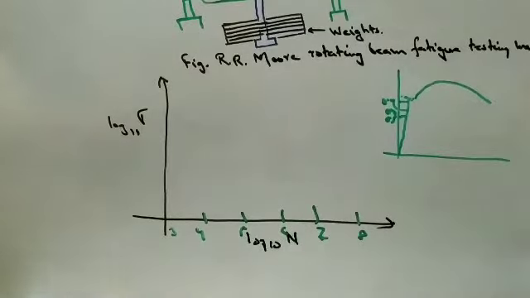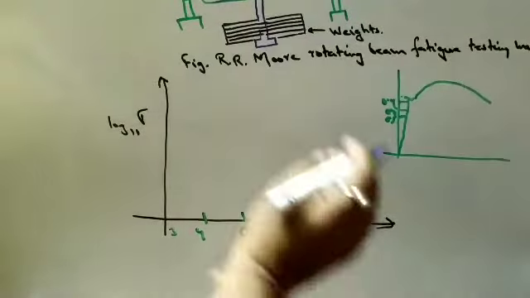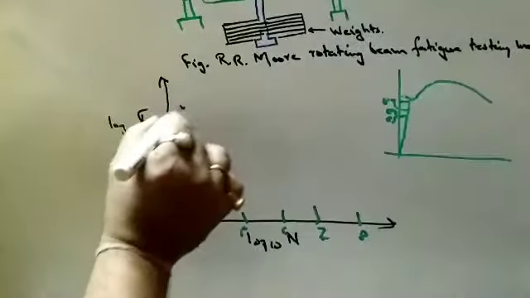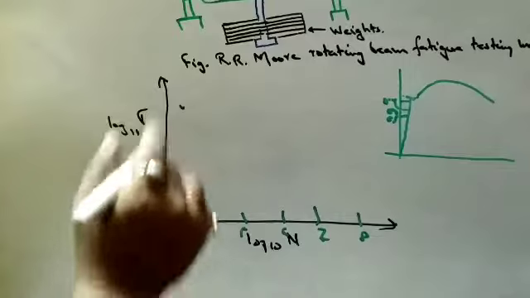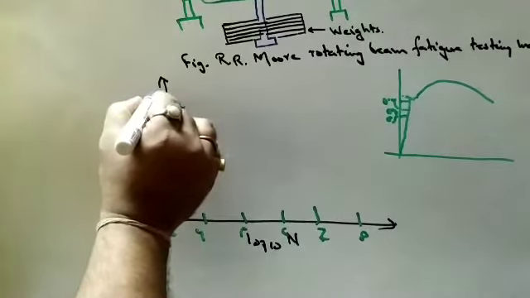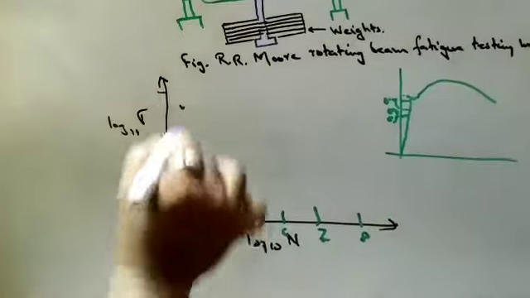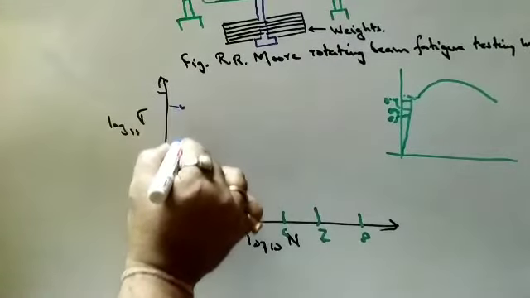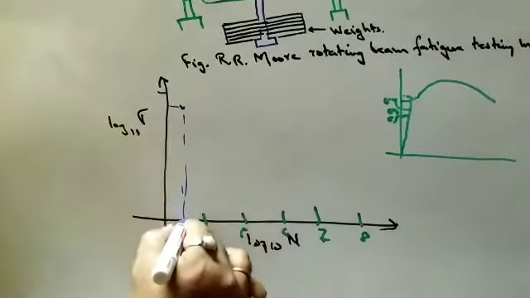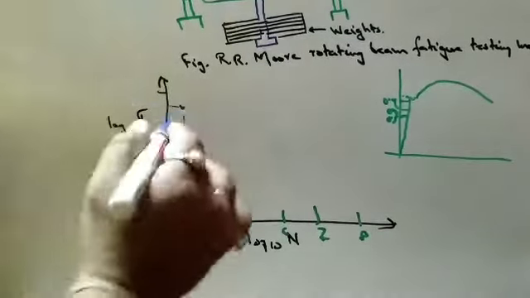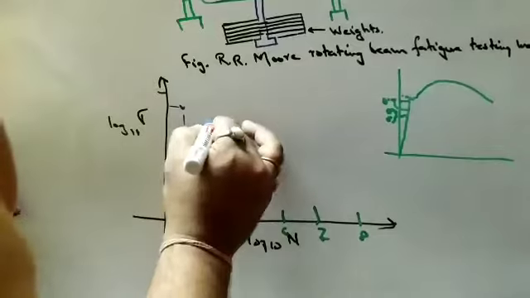Now we plot the various failure points by changing the loads. Suppose we get this sort of diagram. Suppose it fails with this value of stress. If you give a stress of this value, it fails at this RPM, that is after 1000 cycles. In this way we repeated a huge number of experiments, and we got various failure points.